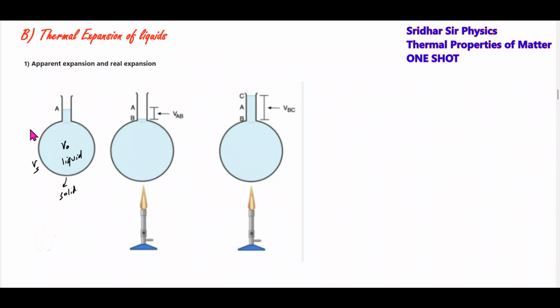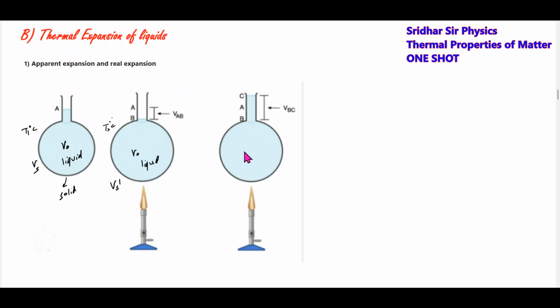As I increase the temperature, the initial temperature being T1 degrees Celsius, at T2 degrees Celsius the level will fall. The glass will expand. It's not that the liquid has expanded; the liquid is yet to expand, whereas the glass will become Vs dash. The level will fall.